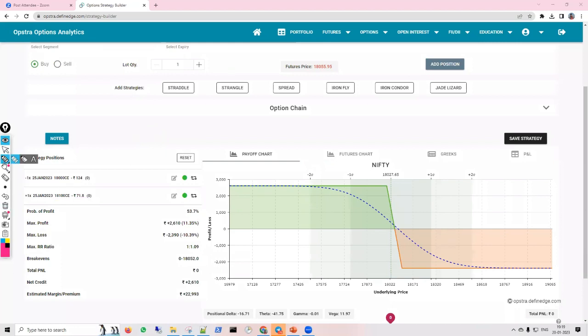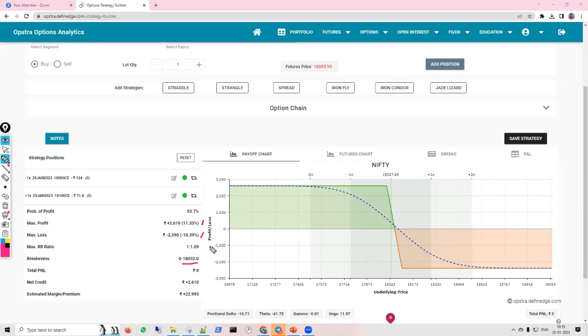Okay, now, what is this showing? It is saying maximum profit we can get is 2,600, and maximum loss we can get is 2,390 or 2,400. Okay, and break even is 18,052. So what does it mean? As long as Nifty is trading below 18,052, we are safe. So this particular expiry, if Nifty trades below 18,052, we will be in no loss, no gain.